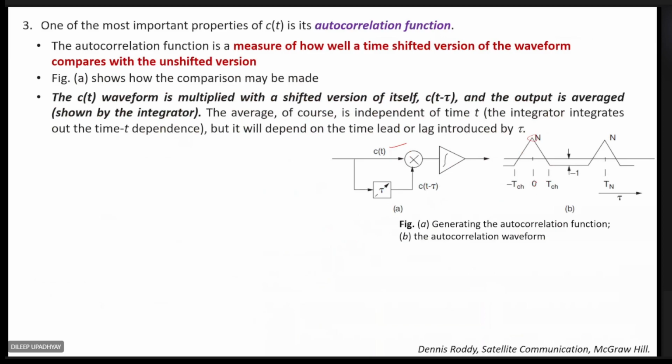Otherwise, if this tau increases, that is, this delay increases, this decreases by the factor of 1 by n, if we normalize the peak value to 1. So these things we have already studied.